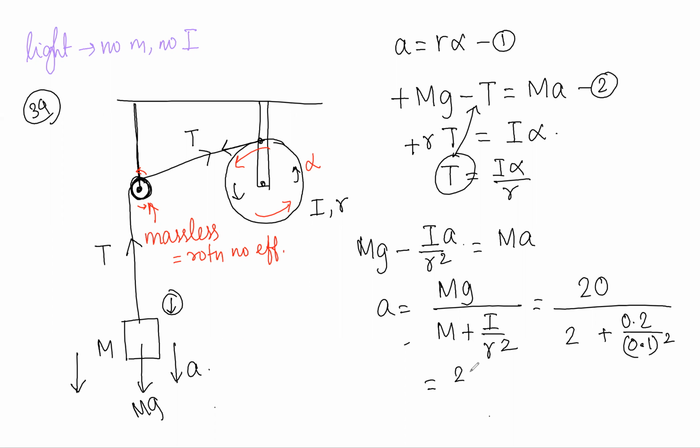So 20 हो जाएगा. So 20 divided by 2 plus 0.2 divided by 0.1 squared, which is equal to 2 divided by 0.01, which is equal to 20. So it is equal to 20 divided by 22, which is equal to 10 by 11, which is approximately equal to 0.9. So the acceleration of the block is equal to 0.9 meter per second square, approximately. So exactly, I think it will be 0.909, something like that, 0.91. So approximately it is 0.9 meter per second square.